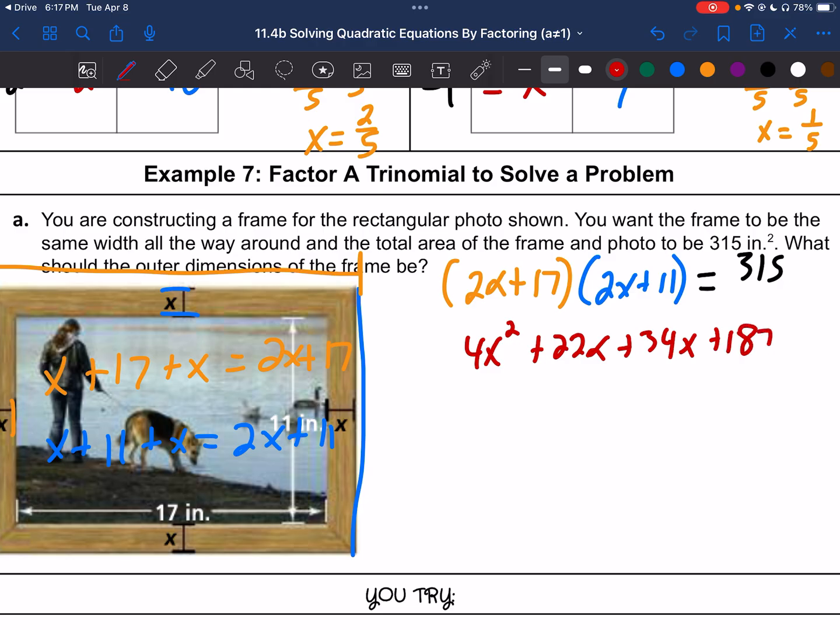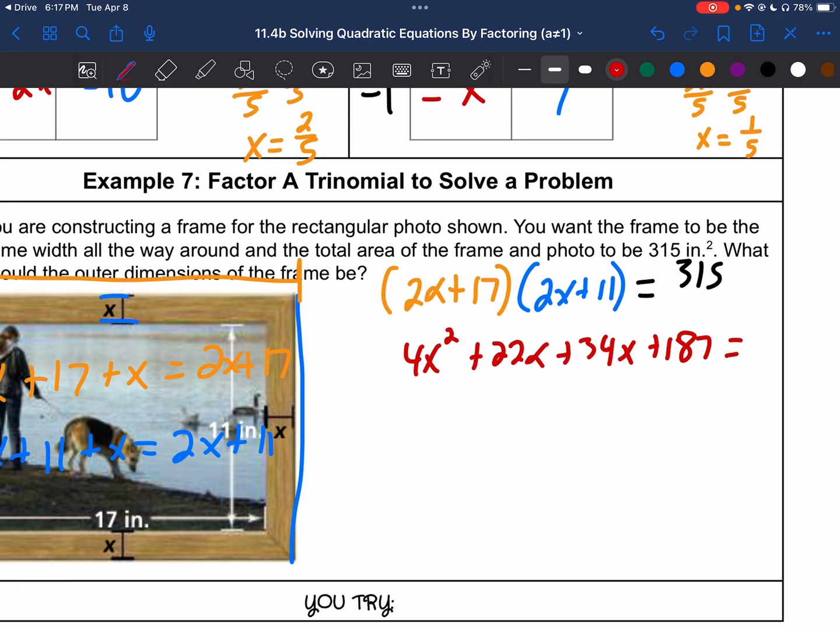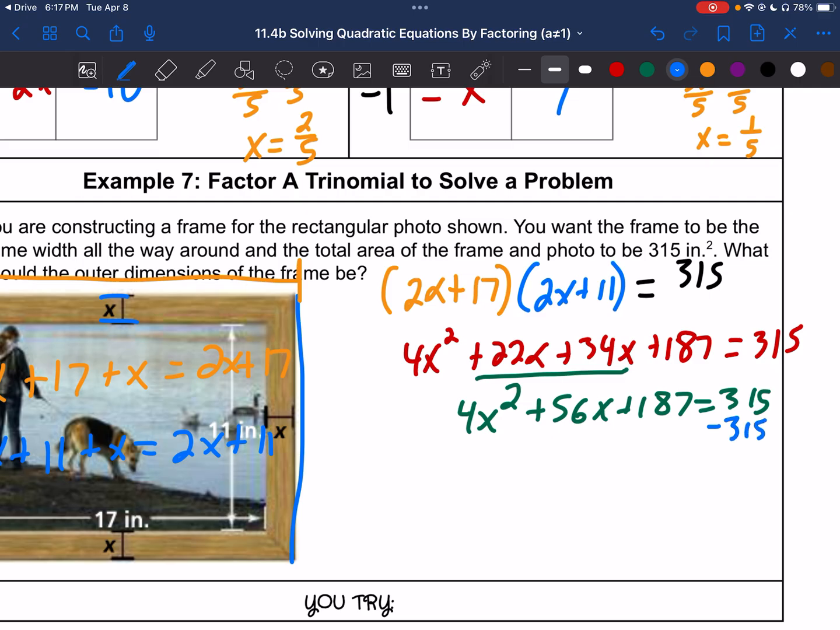And that equals 315. My next step, combine like terms. 22x plus 34x is 56x. So we have 4x squared plus 56x plus 187 equals 315. Now, we set it equal to 0 by subtracting the 315. And I get 4x squared plus 56x minus 128 is equal to 0.